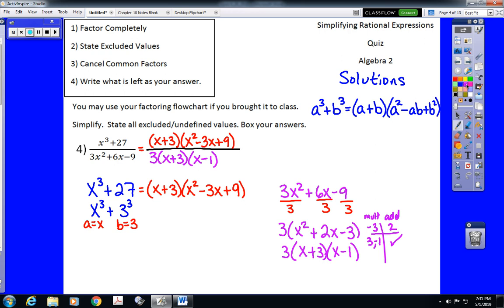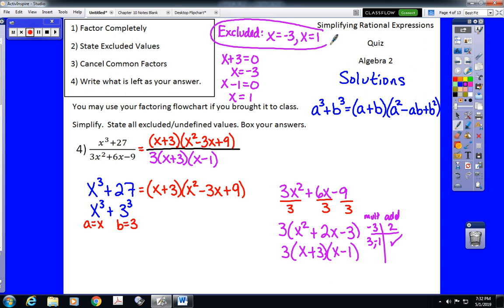At this point, we're going to do our excluded values. So again, our excluded values are the values that would cause the denominator to equal 0. So we have two binomials in the denominator. We need to set each binomial equal to 0 and solve for x. So our excluded numbers would be x equals negative 3 and x equals positive 1. So we're not allowed to use those values because those values would cause division by 0. If you do not have those values written down somewhere on the quiz underneath number 4, you lost a point.